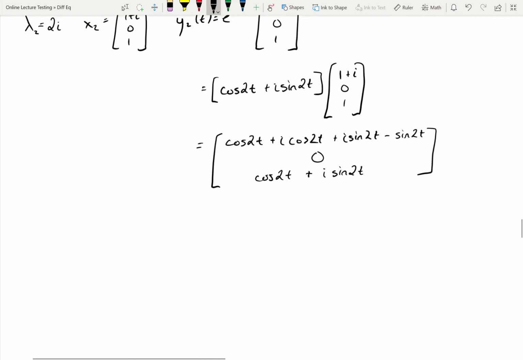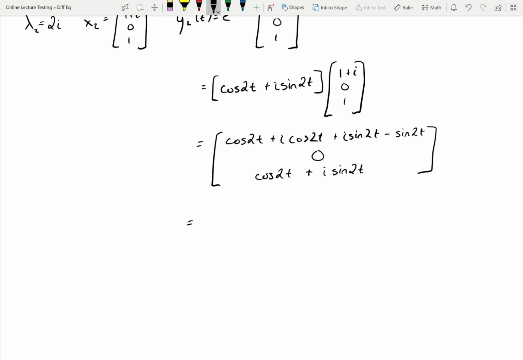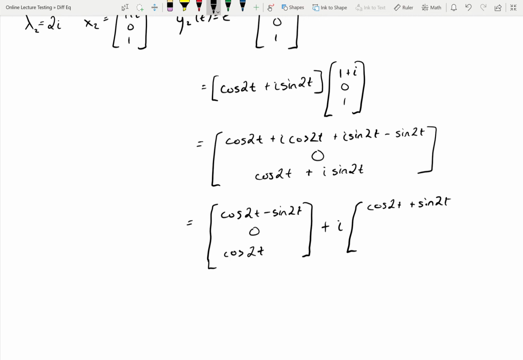All right, rewriting this for its real and imaginary parts, our real parts were cosine of 2t and minus sine of 2t, 0, and then cosine of 2t, plus i times the imaginary parts, which was cosine of 2t plus sine of 2t. Again, adding these together and factoring out the i, 0, and then sine of 2t. And this is our u, and this is our v.